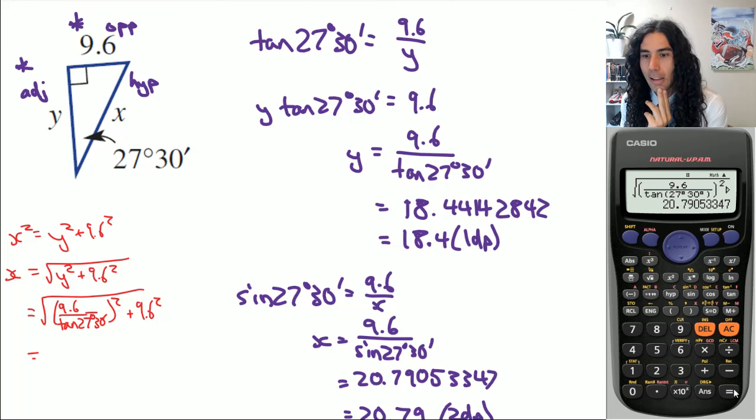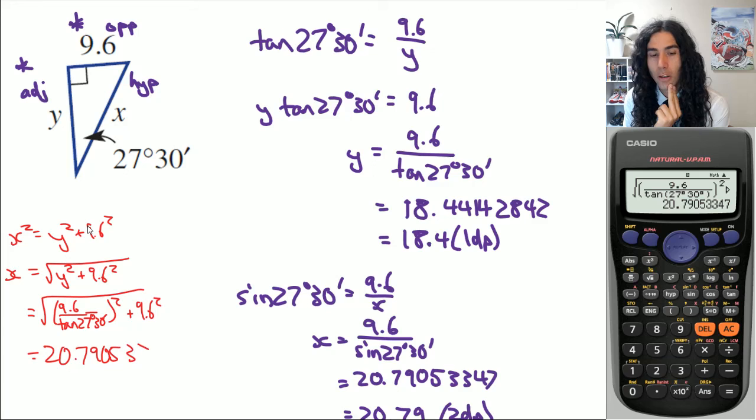Proof. Same thing as before. 20.7905 3347. Look at it. It's the same number, same decimal places as the other one. Exactly the same. I recommend just using the trig, actually. Look at that. That was way harder.